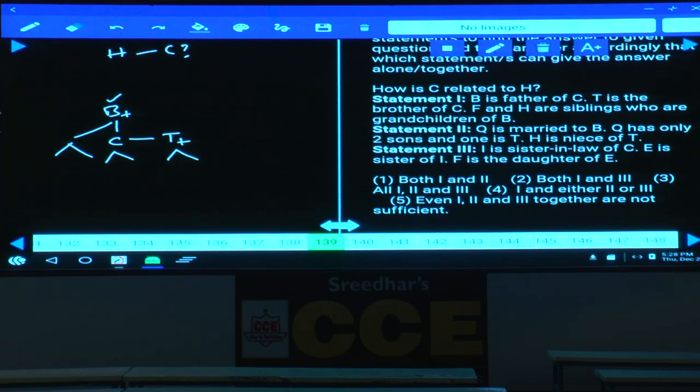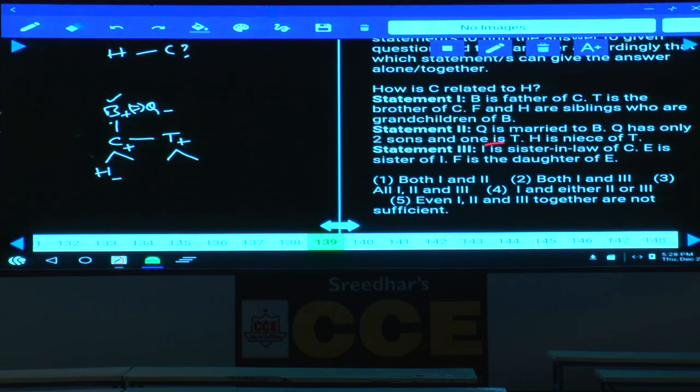Then coming to the second, Q is married to B. B is a male, Q is a female, and Q has only two sons, and one is T. As Q has only two sons and one is T, the other person is completely ruled out. And H is the niece of T. As H is the niece of T, H must be at this place.